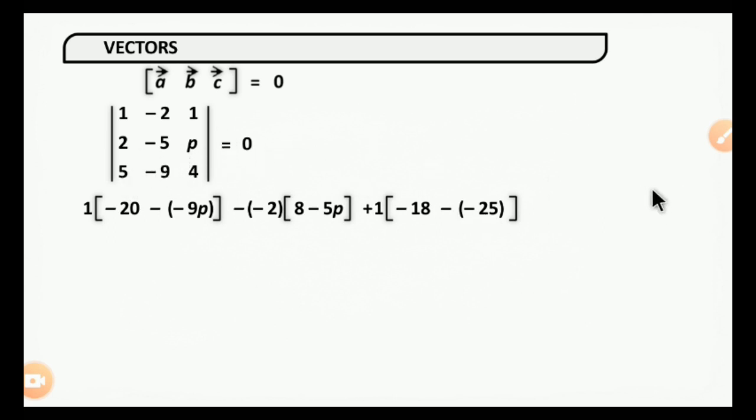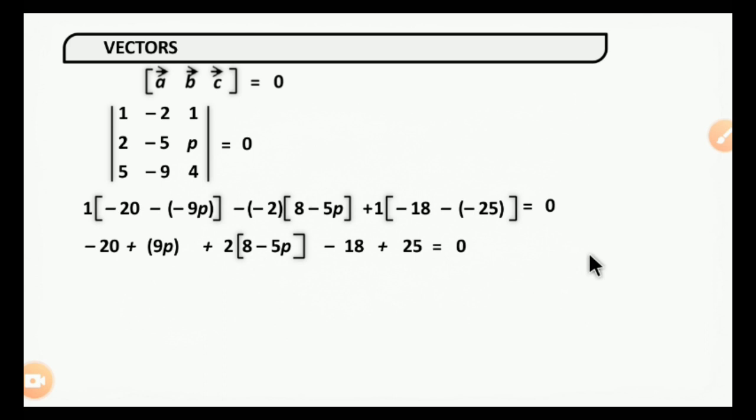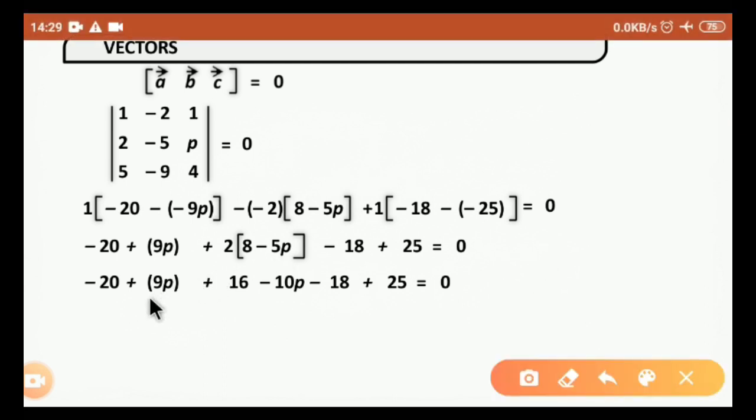So this whole equal to 0. Now for the simplification, minus 20 is multiplied with 1 and again minus of minus 9p means it becomes 9p and minus of minus 2 it becomes here plus 2 into the bracket of 8 minus 5p and again multiplying here minus 18 plus 25 is equal to 0. Now for the simplification, here minus 20 plus 9p plus 16 minus 10p minus 18 plus 25 is equal to 0.